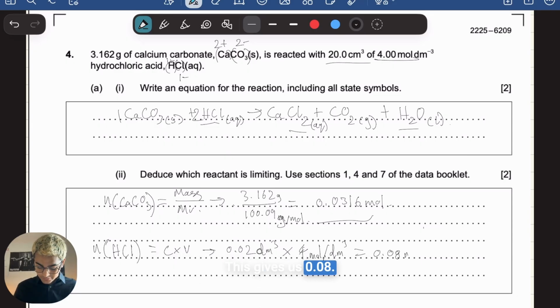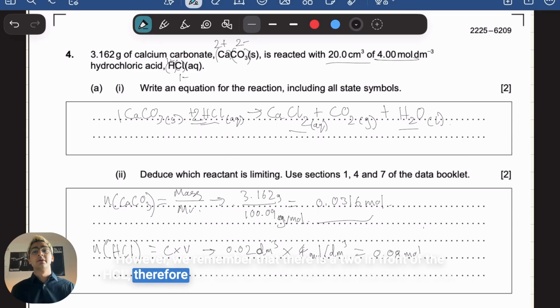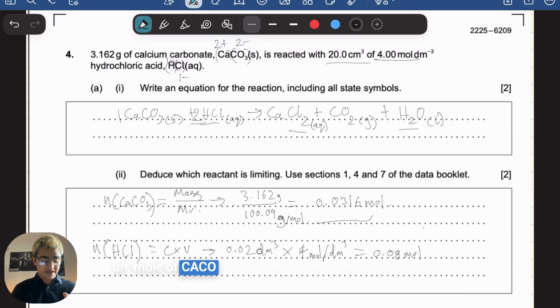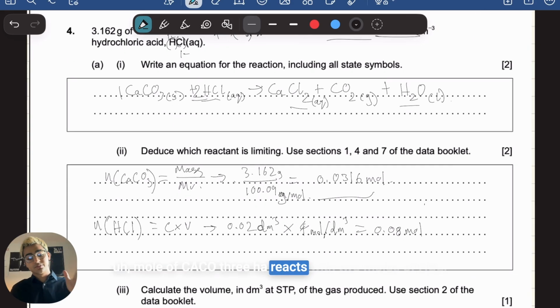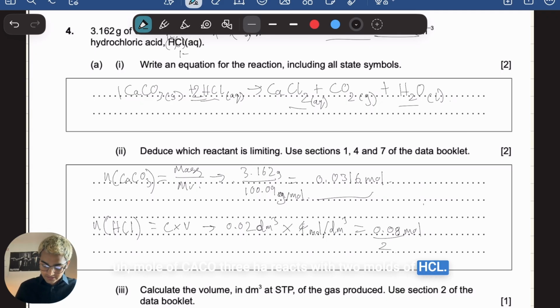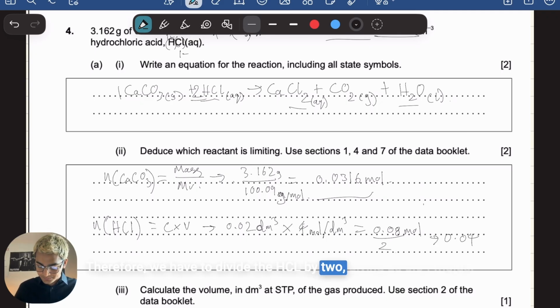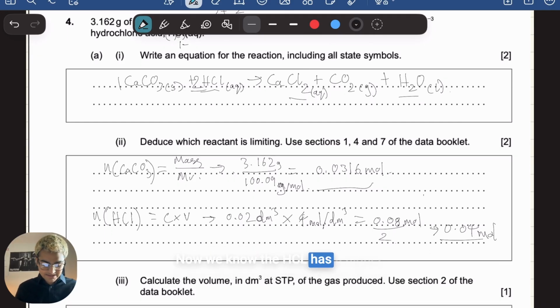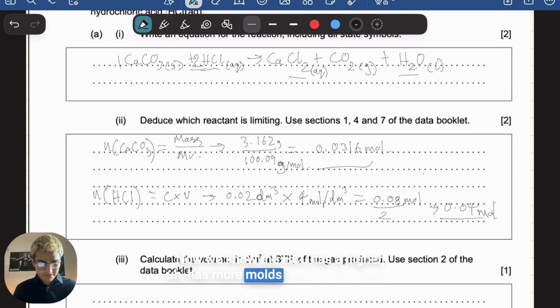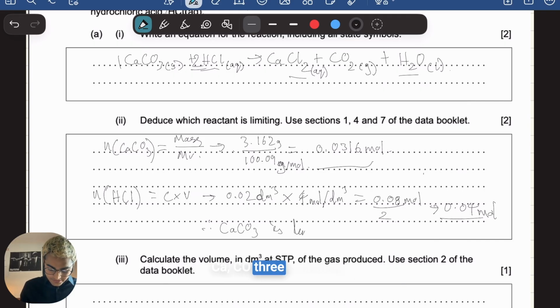This gives us 0.08 moles. However, we remember that there is a 2 in front of the HCl. So for each one mole of CaCO3, it reacts with 2 moles of HCl. Therefore, we have to divide the HCl by 2, giving us 0.04 moles. Now we know the HCl has more moles than CaCO3, hence CaCO3 is limiting.